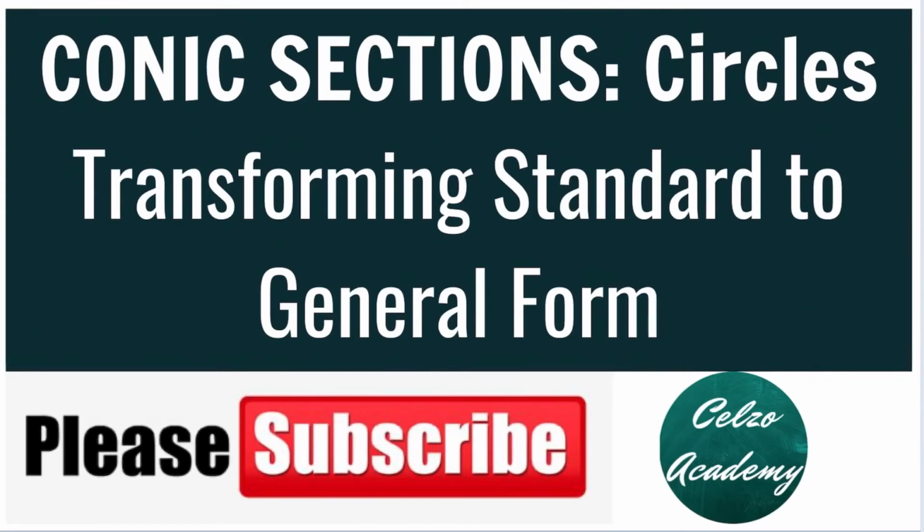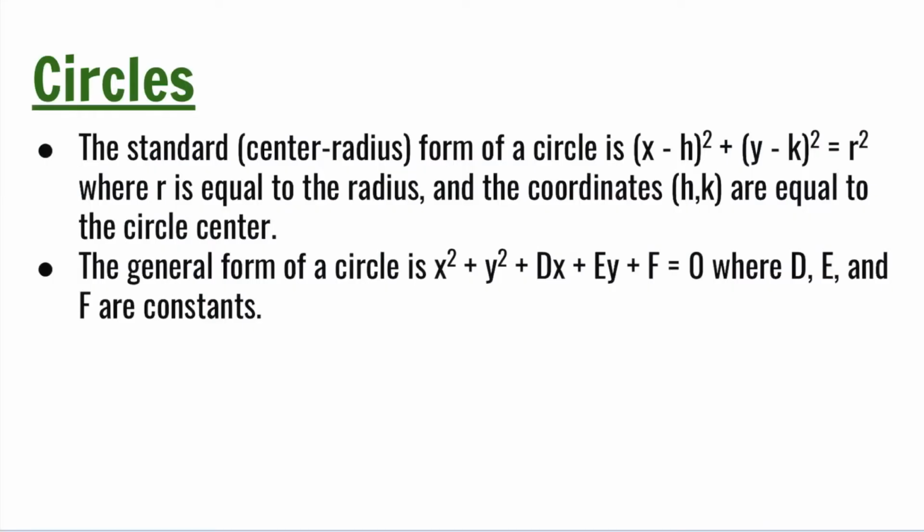Today we are learning the conic section's circles. This time we will be transforming standard form to general form. First, make sure you are familiar with the two forms of a circle. The first one is the standard or the center-radius form, and that is (x - h)² + (y - k)² = r², where r is equal to the radius and the coordinates h and k are equal to the circle center.